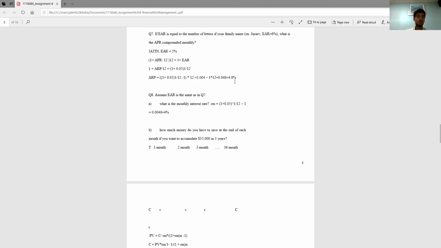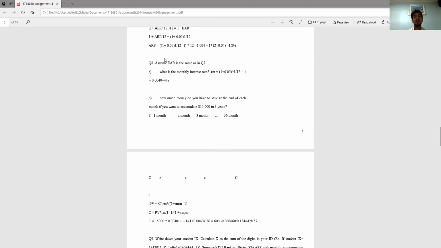is 0.048, 4.8%. Question number 8: assume APR is the same as in question number 7. R, the monthly rate, is equal to 1 plus 0.05 to the power 1 by 12 minus 1, which is equal to 0.004, or 0.4%.